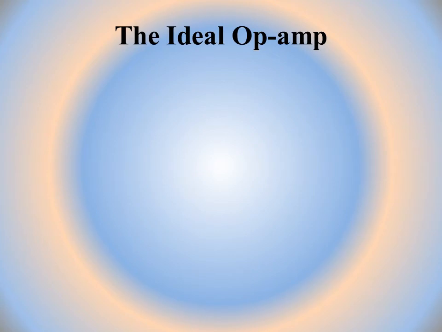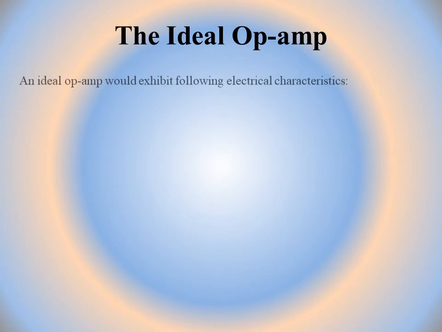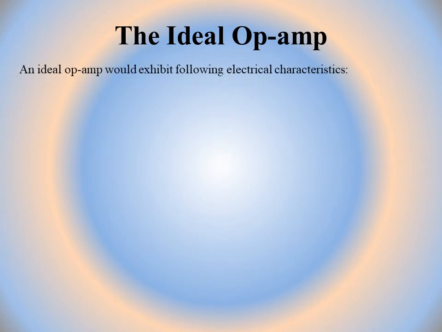So first of all, we'll discuss the ideal op-amp. An ideal op-amp would exhibit the following electrical characteristics. Here you should remember that we are talking about an ideal op-amp. When we use an op-amp in the lab, that is a practical op-amp, it is required that its characteristics are nearly equal to the ideal op-amp, but there is slight variation.